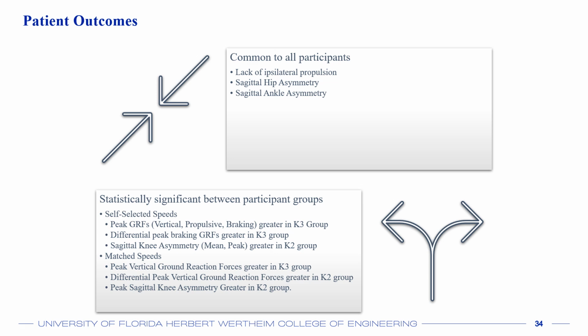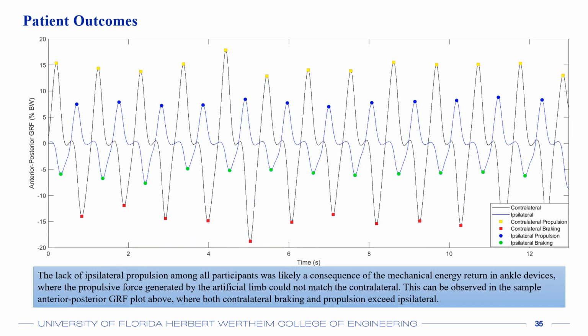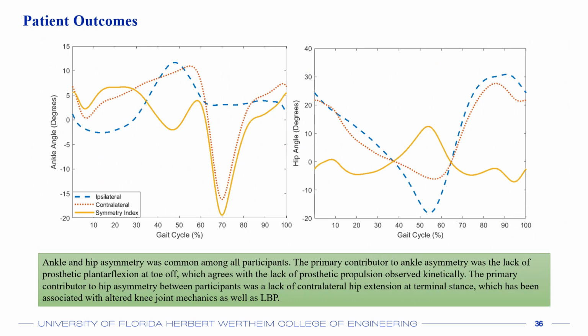Those can be seen here, and we will dive a bit deeper into them, where the ipsilateral propulsion of patients was typically decreased compared to the contralateral. This could likely be attributed to the consistency between ankle devices, wherein the mechanical energy return of the ankle device could not meet the push-off power of the intact limb. This can be observed in the anterior-posterior ground reaction force plot here, where the yellow contralateral peaks visually exceed those of the blue ipsilateral.